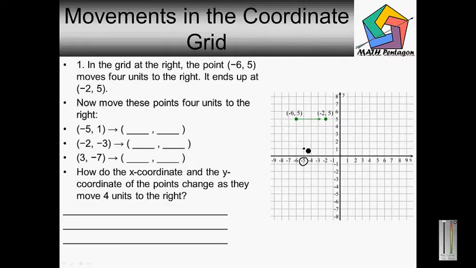Now it's asking us to move these units 4 units to the right. So we're going to move 4 units to the right. 1, 2, 3, 4. And as you can see, we ended up at the x-coordinate of -1.